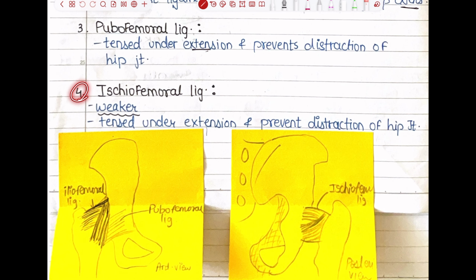Then is the ischiofemoral ligament, which is weaker. It is tensed under extension and prevents distraction of the hip joint. In this diagram, you can see this is the ischiofemoral ligament. This is tensed under extension. This is at the posterior side of the hip joint.